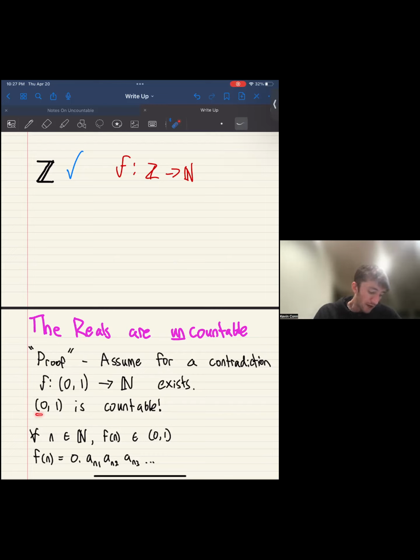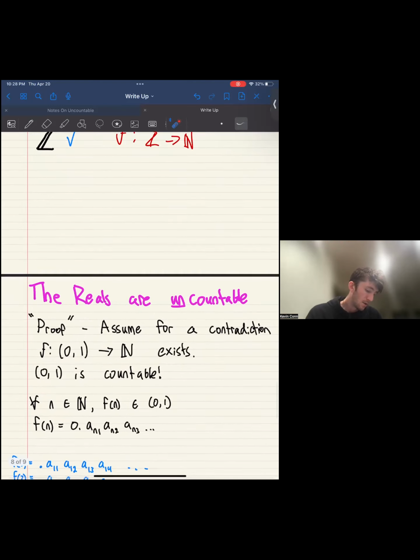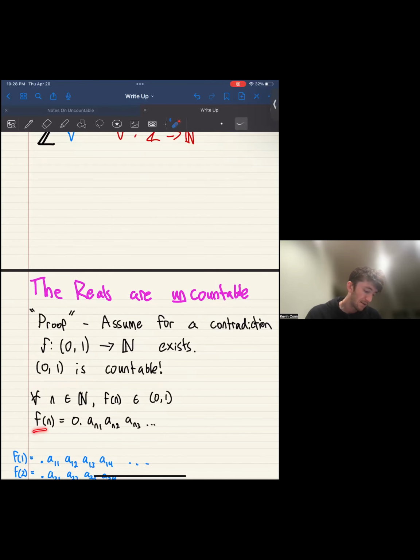So I'm going to prove that the open interval from 0 to 1 is uncountable by contradiction. So we assume that 0 to 1 is countable. So that means there is a function that takes every number in that interval and matches it with a natural number. So if we were looking at the function not this way, but the reverse, going from the naturals in, we could say that f of n equals this long string of decimals, or this long decimal string.